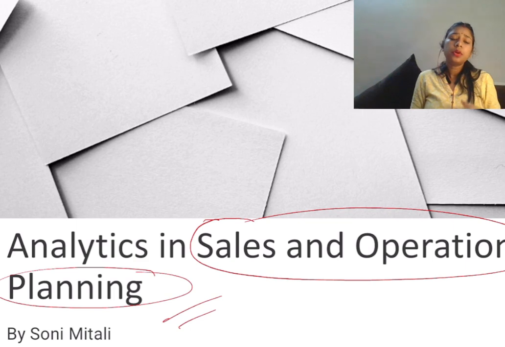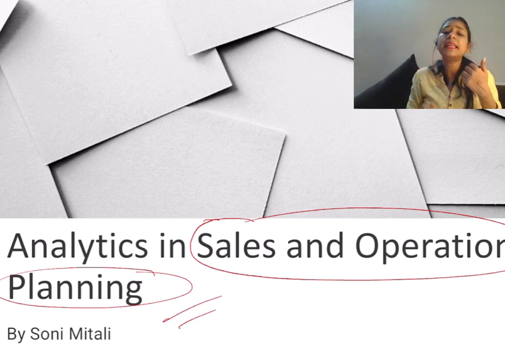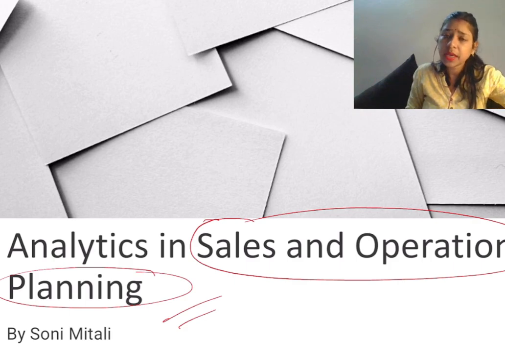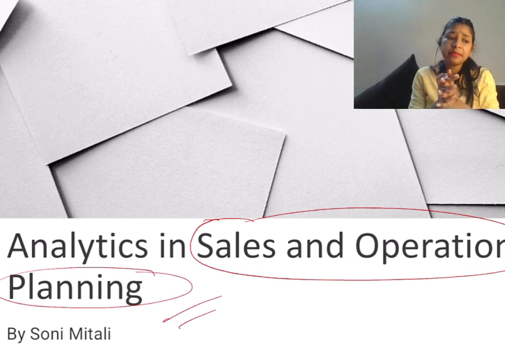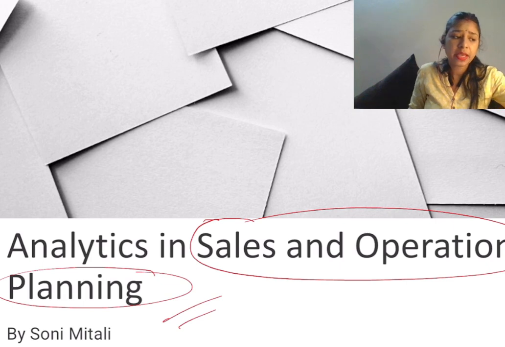Okay, so why do we need sales and operation planning? Because we want to have a balanced demand and supply. Only when the sales and operations are working together in a cohesive manner is it possible to have a balanced demand and supply.